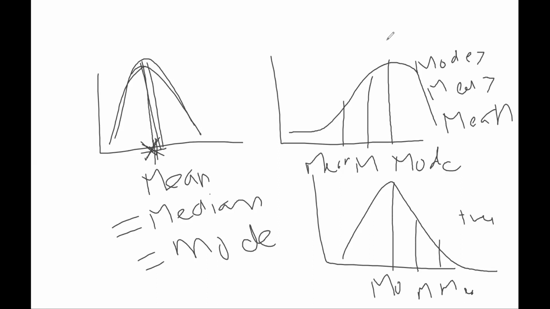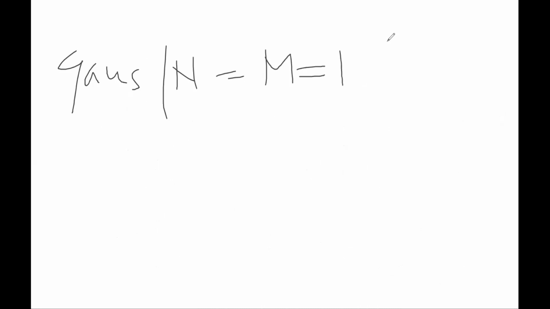So either mode would be high or mean would be high, but median would lie in between. This is an important question which is simultaneously being asked in various examinations. So you should learn that for Gaussian or normal distribution, mean equals median equals mode.